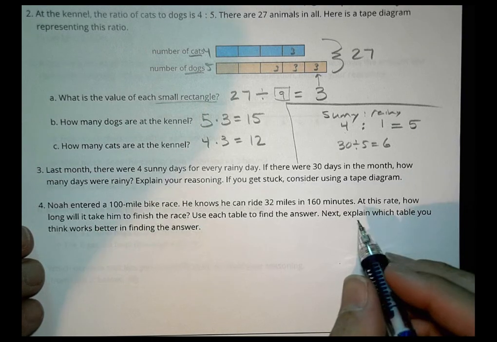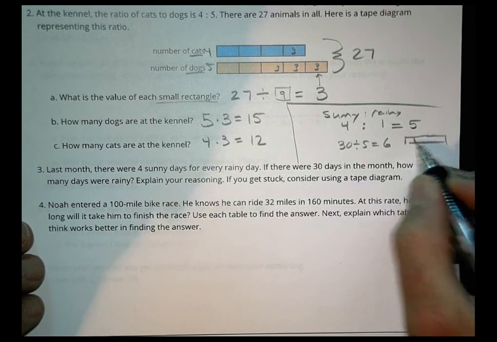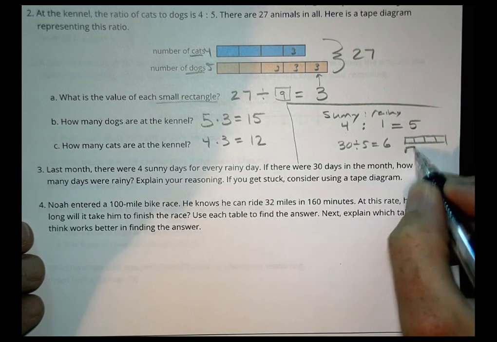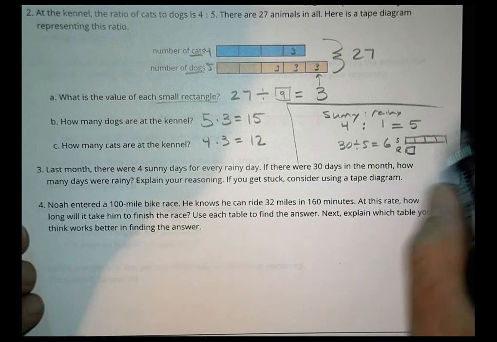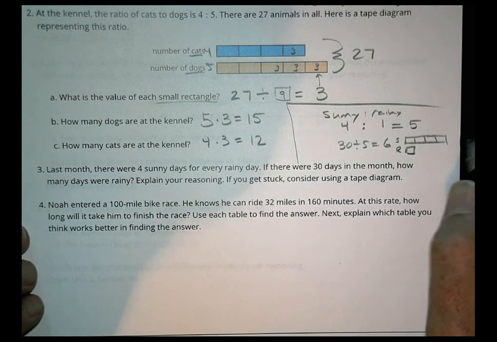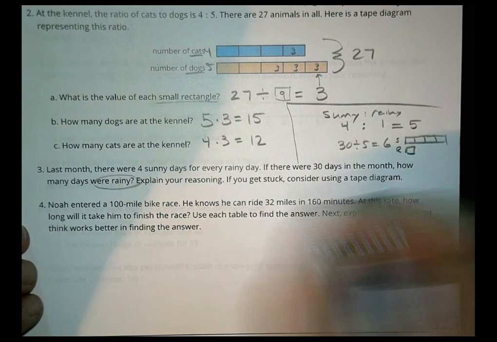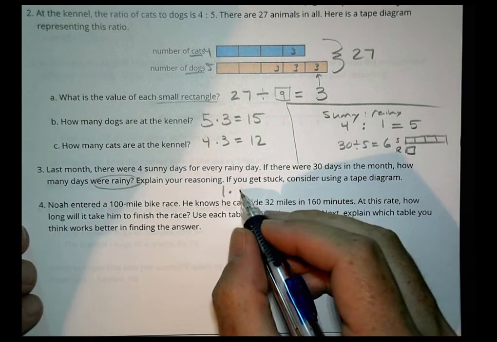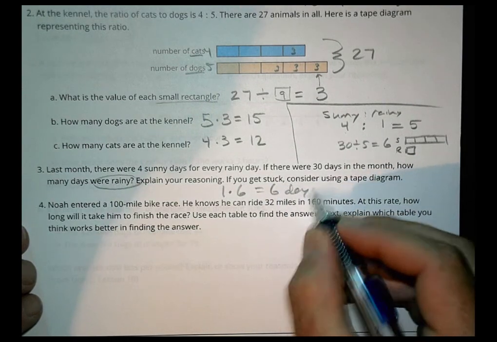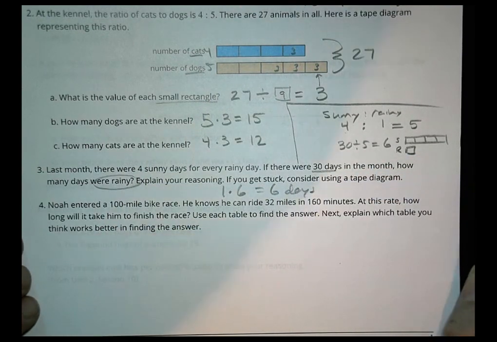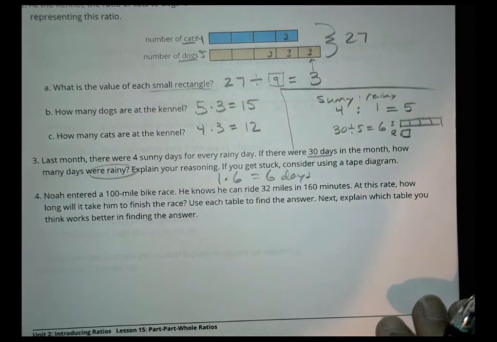So as a tape diagram, I might have something like this. I might have 1, 2, 3, 4 to 1. This is my sunny, this is my rainy. So if every one of those has a value of 6, and the question is how many days were rainy, I have 1 box times 6, the value of each box, to say 6 days in a month of 30. That's the idea.